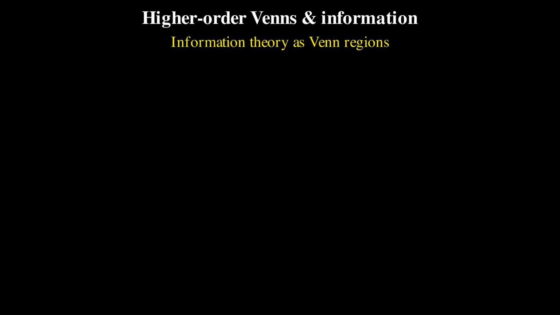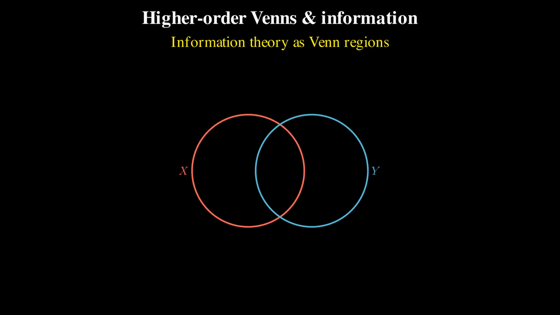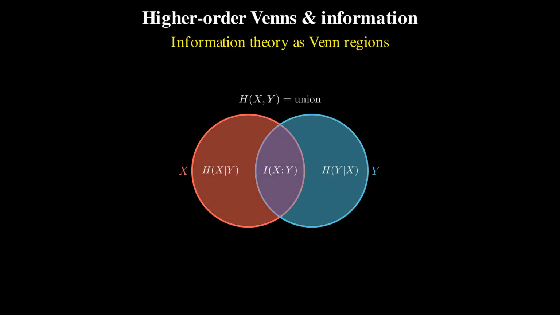The same overlap picture shows up in information theory. Circles are no longer plain sets, they are amounts of uncertainty, called entropy. For 2 variables, the left crescent is information only in X, the right crescent only in Y, and the purple overlap is mutual information. The whole union is joint entropy.